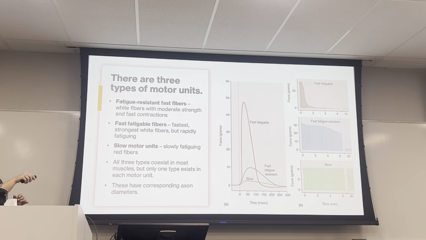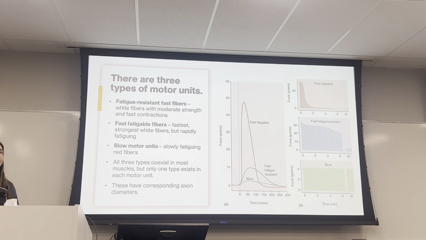The white fibers come in two flavors. First we have fatigue-resistant fast fibers, in blue here. These ones are much faster to respond, to generate the contraction in response to the neural signals. They're not quite as robust in terms of being resistant to fatigue, but they have some ability to resist fatigue. They're kind of a middle fiber, to be honest.